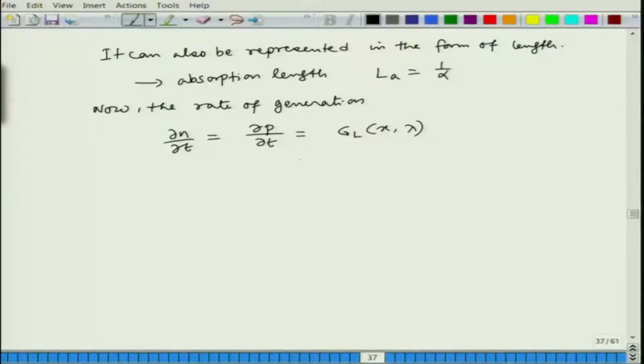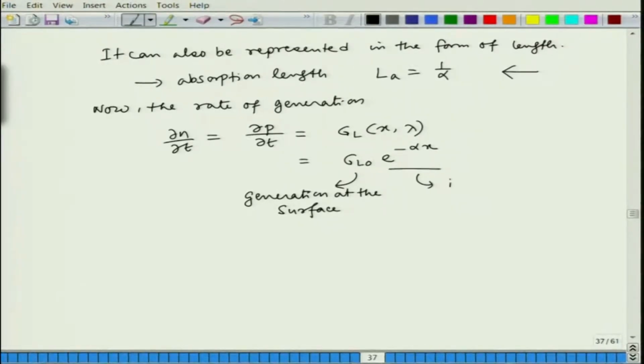Okay. So, the same thing we can write as G = G_L0 e to the power minus alpha x, where G_L0 is the generation at the surface. This absorption length we will use very shortly. So, that is the generation at the surface, and this is how it decreases with depth from the surface.